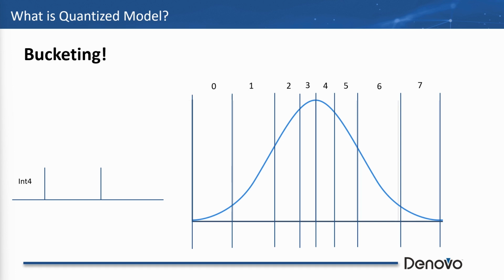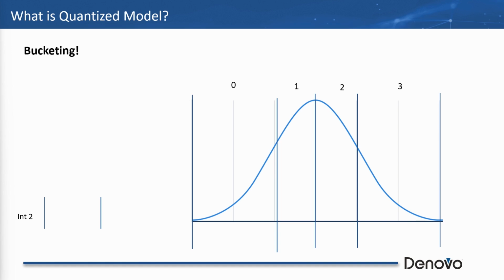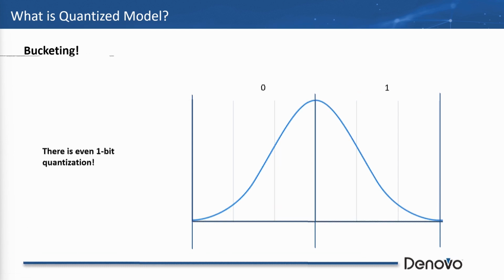Each one of these will store 0 through 7, or our 4 bits for int4. For int2, it's the exact same thing. We're just making bigger slices of the overall model. And then there's even 1-bit quantization, where literally everything is this or that.